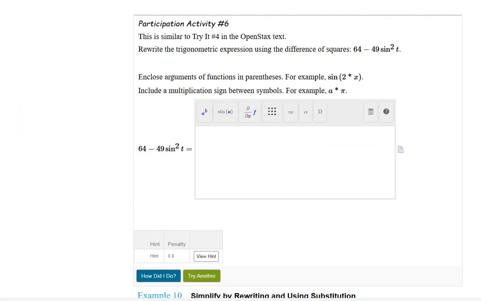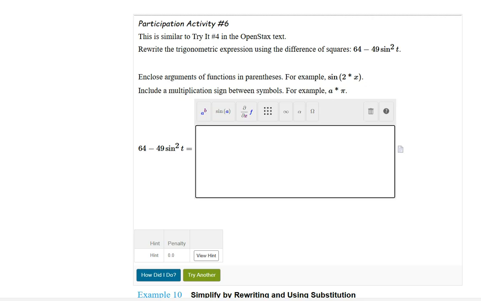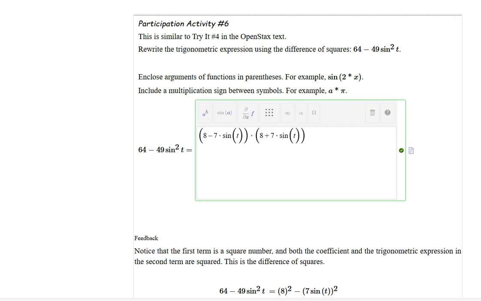Okay, so this is what they want. They want parenthesis 8 minus 7 asterisk, sine, parenthesis t, close the parenthesis around that, then close the original parenthesis, then times parenthesis 8 plus 7 times sine parenthesis t parenthesis, close the parenthesis. And now how did I do it? And if this says wrong, I'm going to be like, ah! There we go. So I just thought that was a little bit too picky, but it is what it is.